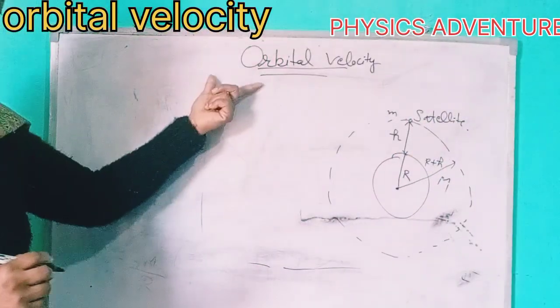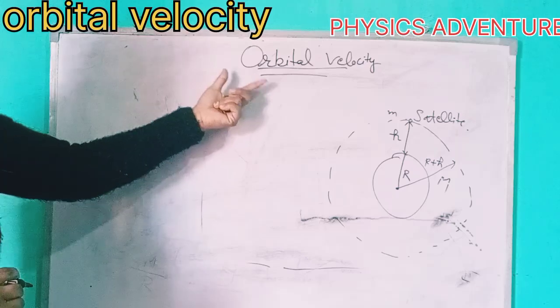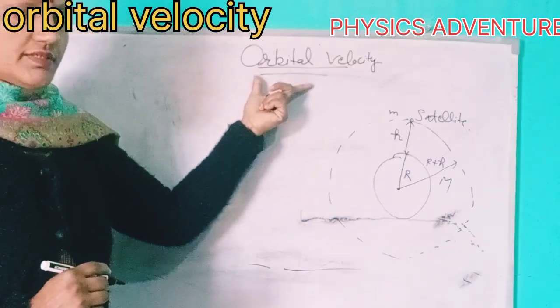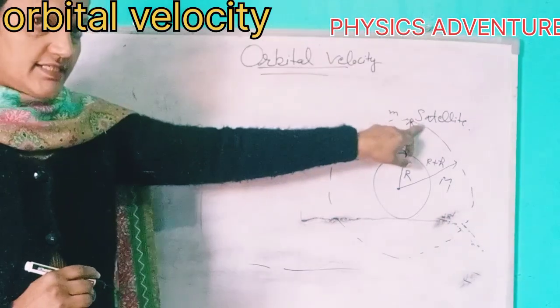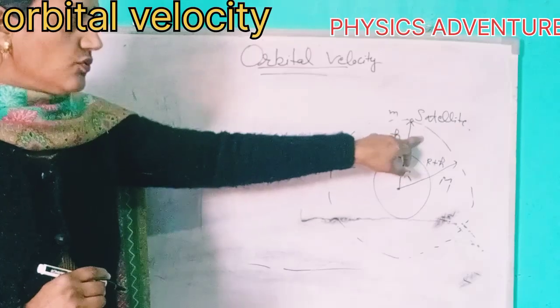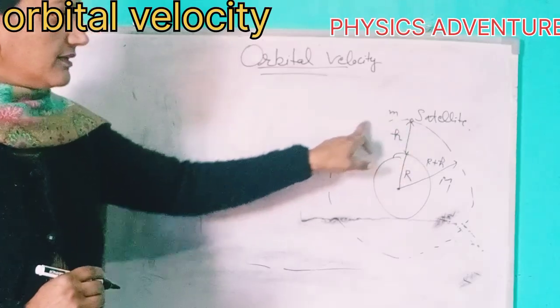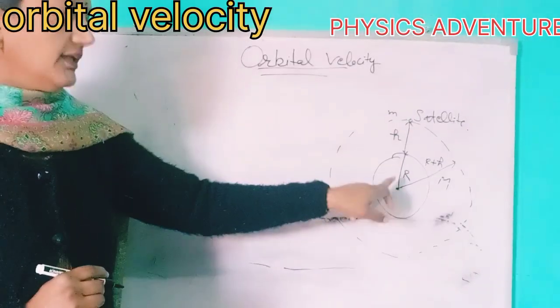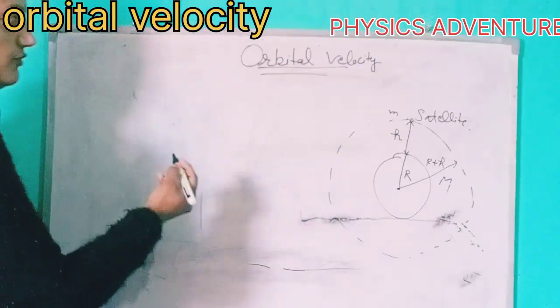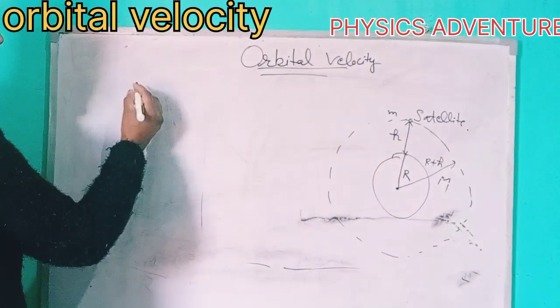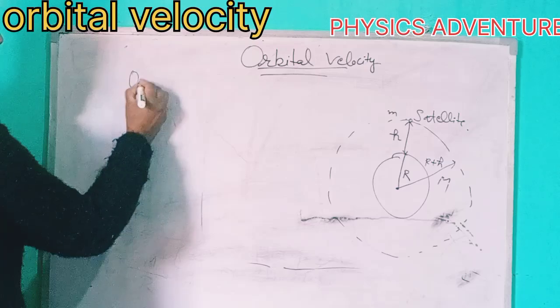So we can define orbital velocity. Orbital velocity is the velocity of a satellite which is required to move it in its orbit around the Earth. So we can write orbital velocity.